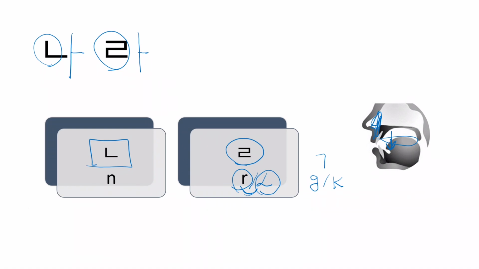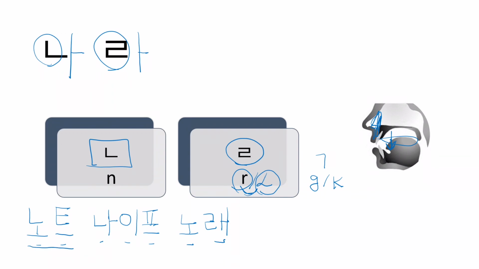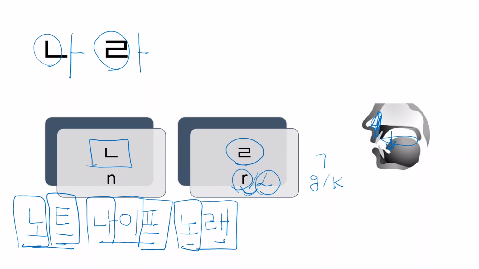Now let's see. Note, knife. So as you can see, very in a way rigid, and the vowel sound is much more noticeable. English language note, no, t in Korean.